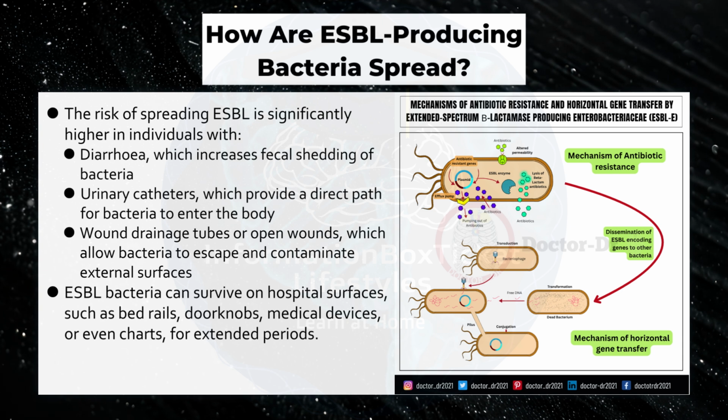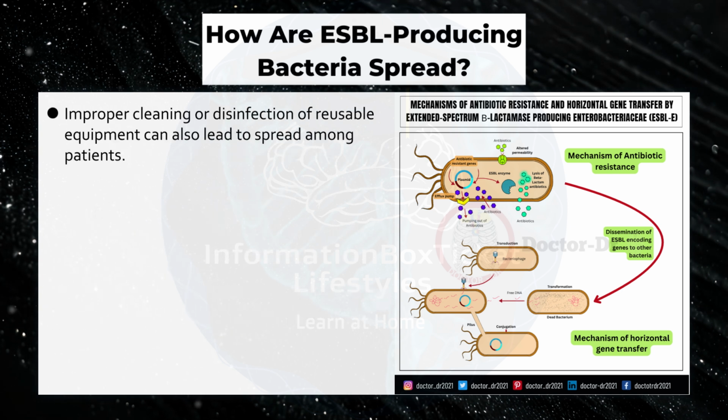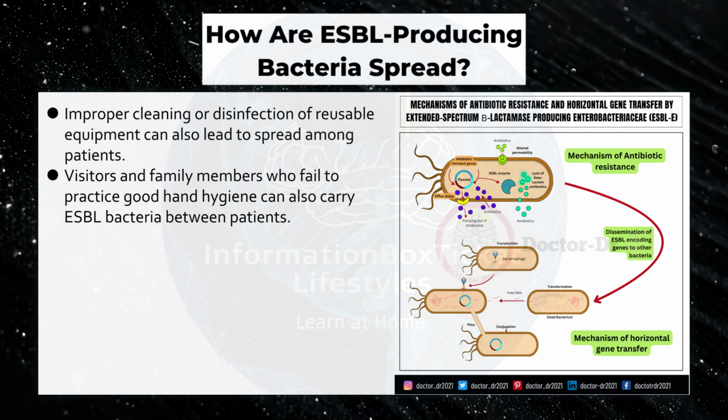ESBL bacteria can survive on hospital surfaces, such as bed rails, doorknobs, medical devices, or even charts, for extended periods. Improper cleaning or disinfection of reusable equipment can also lead to spread among patients. Visitors and family members who fail to practice good hand hygiene can also carry ESBL bacteria between patients.